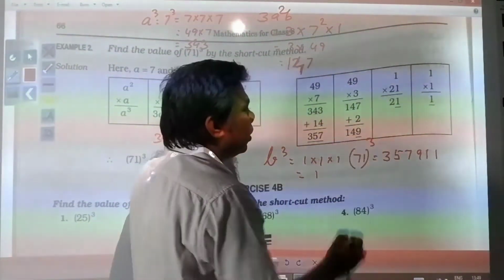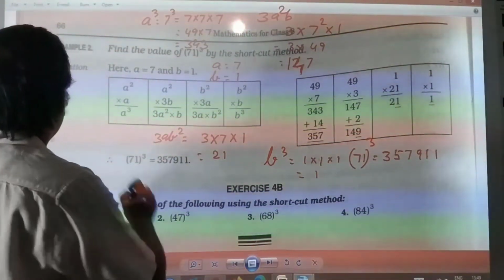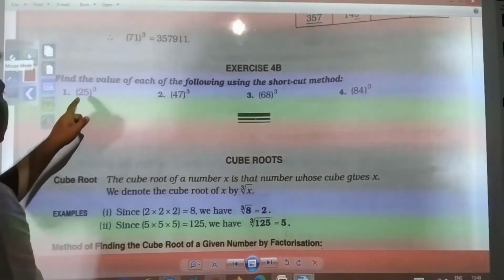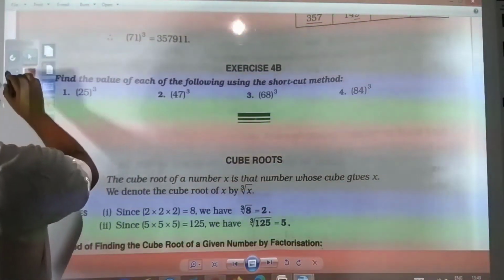So in this way this is required to be done. So I hope you understood and you will be able to solve exercise 4b. Just you see, 25 cube you have. So if you need to find 25 cube, how will we solve?